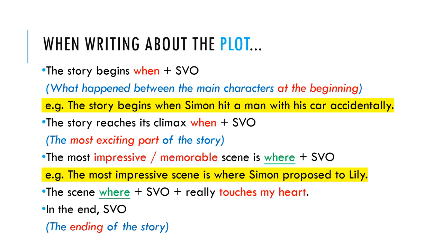All right, and then about the plot. So when we're writing about the plot of a movie, we can use these sentence patterns to help you. The first one is for writing the beginning of the story. You can say the story begins when, and then you tell me what happened. Basically, you just tell me what happened in the very first scene of that movie. So, for example, you can say the story begins when Simon hit a man with his car accidentally.